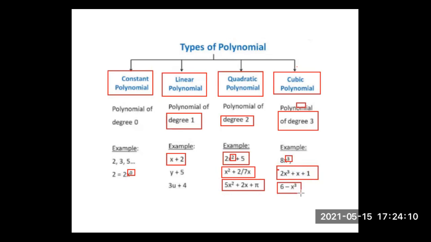So any term, if it has 0 degree, then we can consider it as a constant polynomial. If any term's degree is 1, then we can call it a linear polynomial, and if any term's degree is 2, then we can call it a quadratic polynomial. At last, if any term's degree is 3, that expression we can call a cubic polynomial.